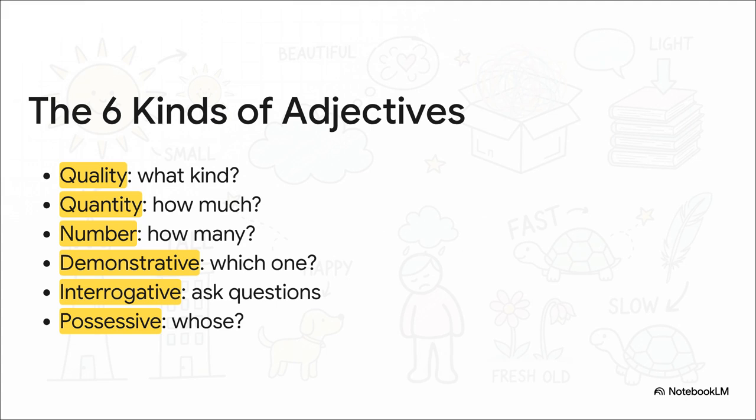Each one answers a specific question. Quality asks, what kind? Quantity asks, how much? Number asks, how many? Demonstrative points to, which one? Interrogative helps us ask questions. And finally, possessive asks, whose? This is a very good slide to remember.